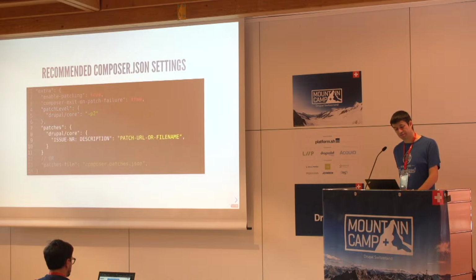And then you have the patches themselves. It's a list of projects. Each project can have multiple patches. The first part is the description. The second part is the URL or the local file name. You can use whatever you want for the description. We usually use the issue number and the description in there. Then you can also put the patches in a separate file. That's useful because then it doesn't update your lock file if you had to remove a patch. Up to you.